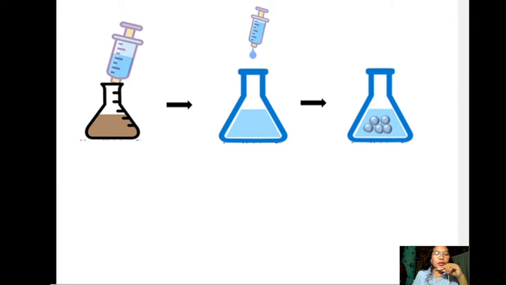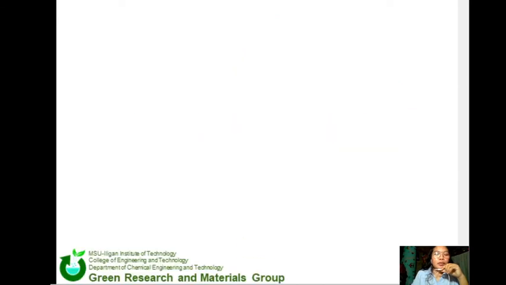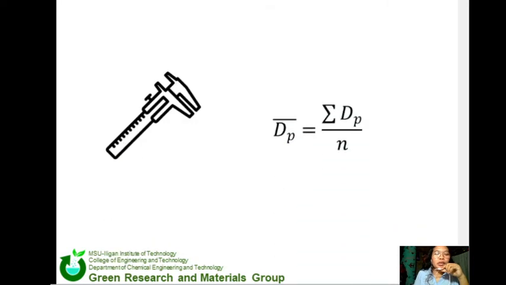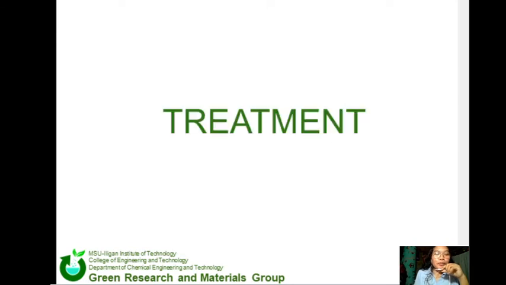The beads will be left in the calcium chloride solution for 10 to 15 minutes to harden. After hardening, the beads will be filtered from the solution and washed with distilled water. The size of the beads will be determined using a vernier caliper before and after the adsorption process. The size will then be characterized by the mean diameter using the equation shown.